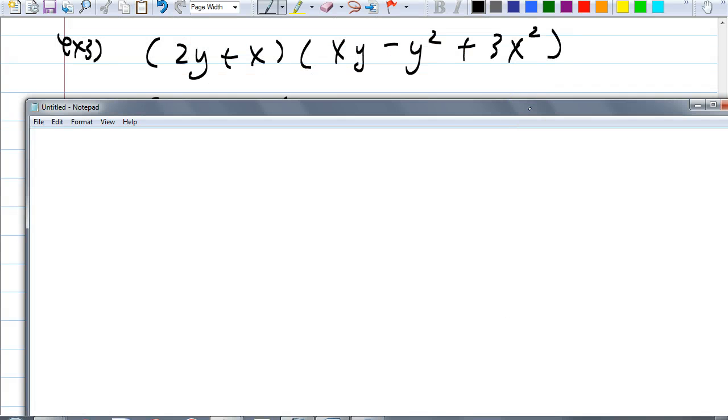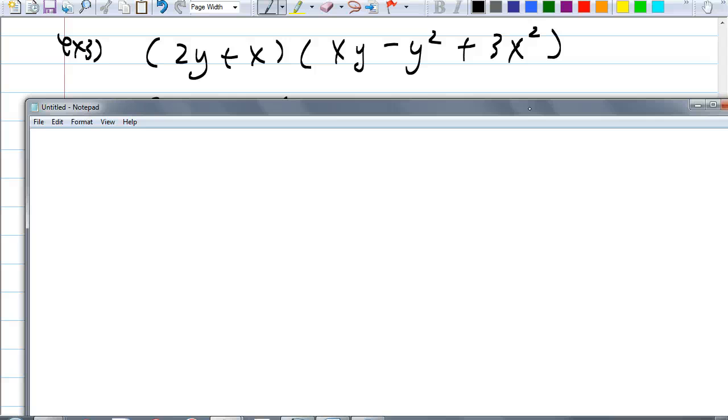If you got example 2, why don't you try example 3 yourself? 2y plus x times xy minus y squared plus 3x squared. Is this written in standard form? This time, no, it isn't. So you have to actually write them in standard form, whereas the other one, you could have just done it that way. But it's best to write them in decreasing order anyway, right? So go ahead, everybody, write this in standard form and see if you can get the right answer. Okay, go ahead, I'll wait.